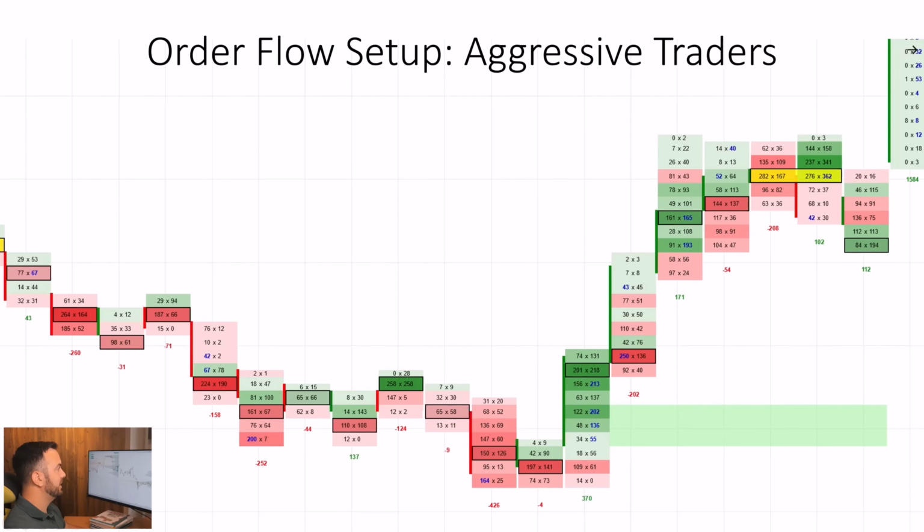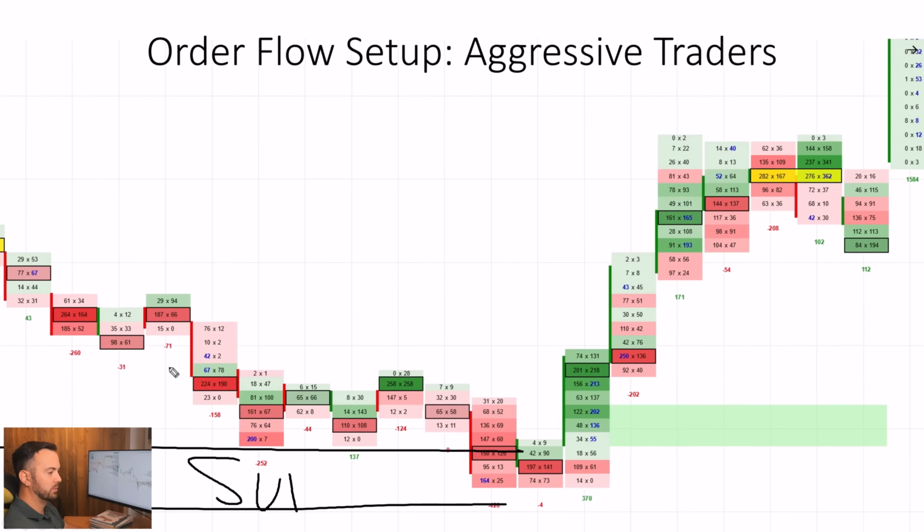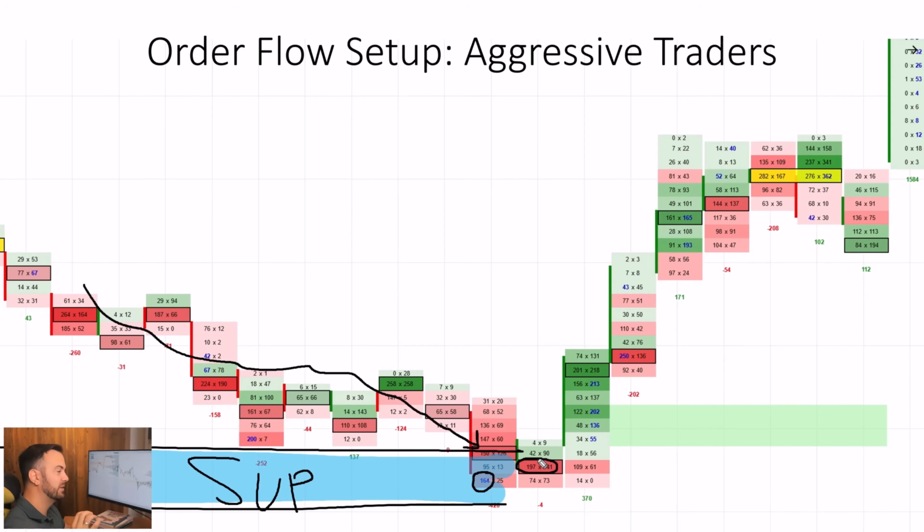All right. Let's check out this example. Imagine that we have a support in here. The price comes towards the support, hits it, then maybe this could be a buy limit order, maybe this could be absorption. Sometimes it's not so clear cut, so sometimes you may not be so sure about that confirmation, so you want to see some additional confirmation, and it could be the aggressive traders.